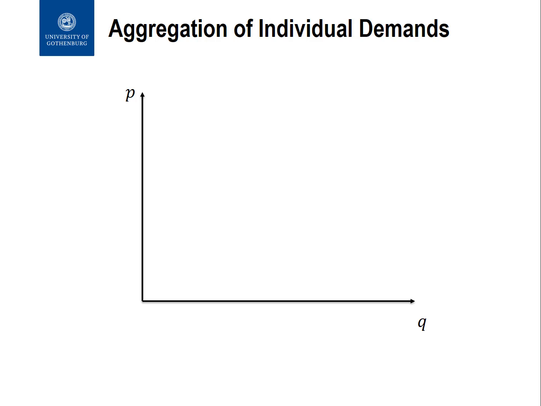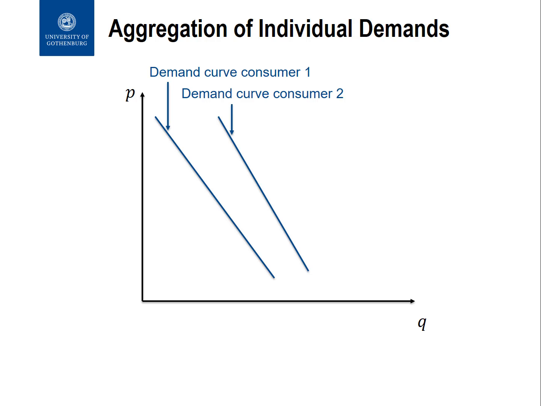First, we want to aggregate the individual demands to find the market demand. Remember that these individual demands are obtained from utility maximization. Let's assume that we have two consumers. Here are their demand curves, which are their marginal willingness to pay for the good.